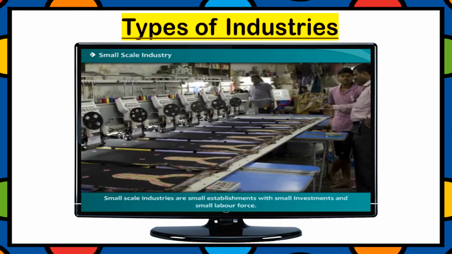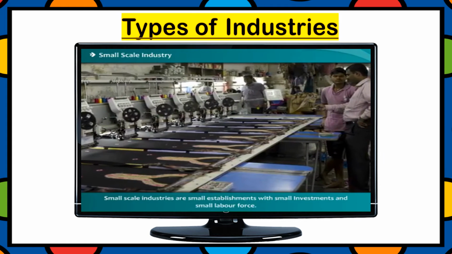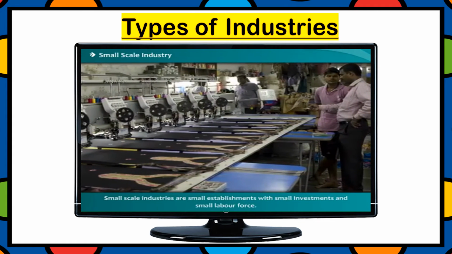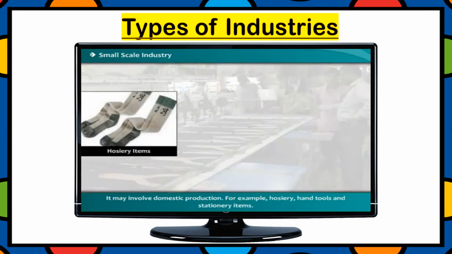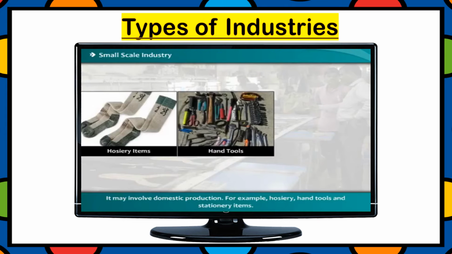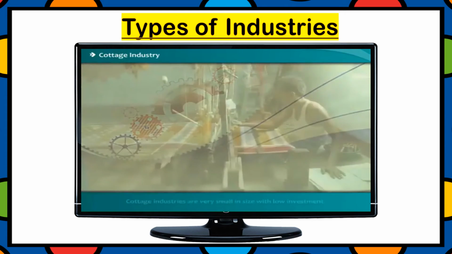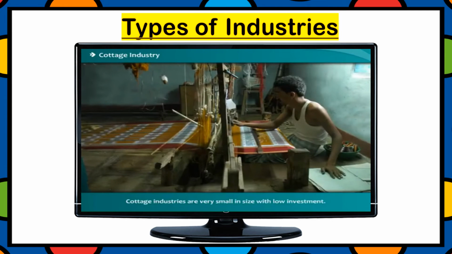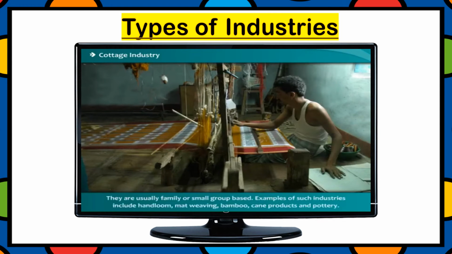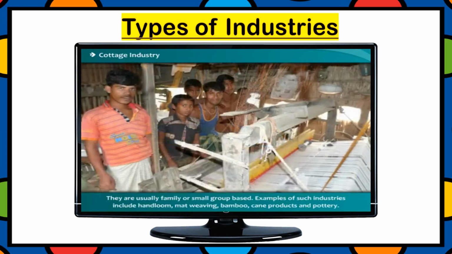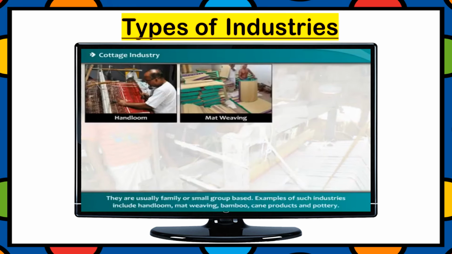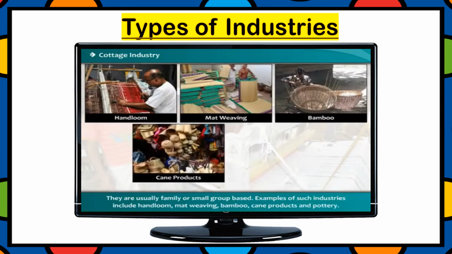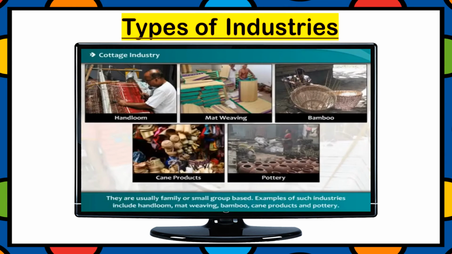Small-scale industries are small establishments with small investments and small labor force. It may involve domestic production, for example, hosiery, hand tools, and stationery items. Cottage industries are very small in size with low investment. They are usually family or small group based. Examples of such industries include handloom, mat weaving, bamboo, cane products, and pottery.